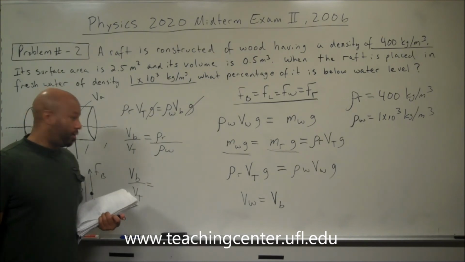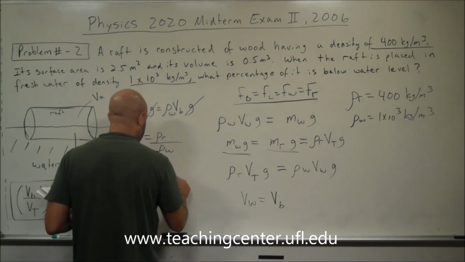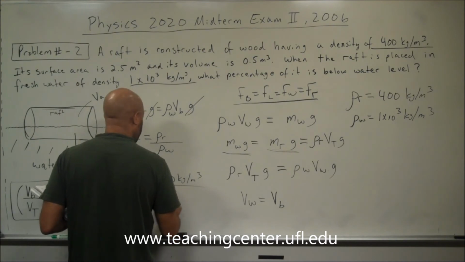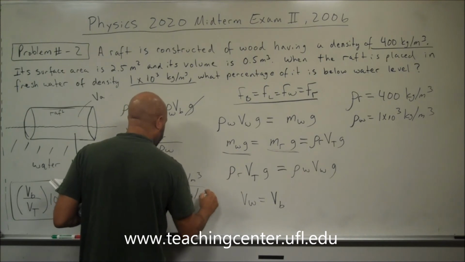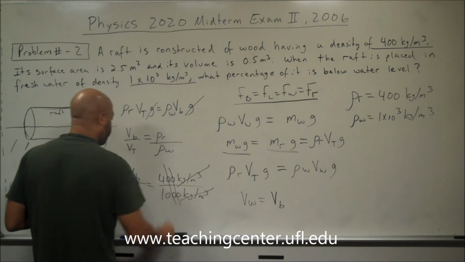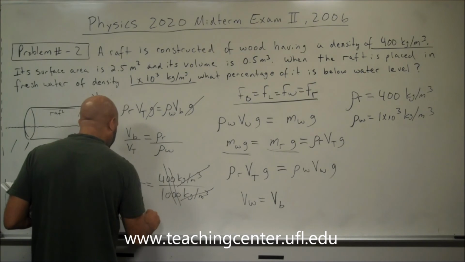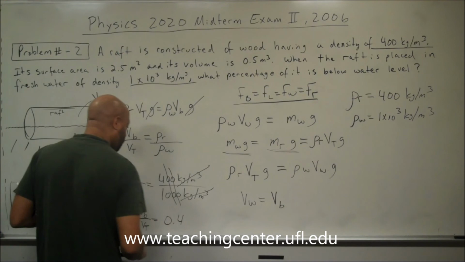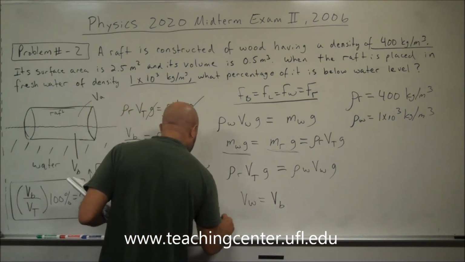All right. We can substitute that information in, where we have 400 kilograms per meters cubed divided by 1 times 10 to the third, which is just 1,000 kilograms per meters cubed. So all the units cancel out. Basically we're left with 4 over 10. So VB divided by VT is equal to 0.4. If we convert that to a percentage, that means it's 40%.